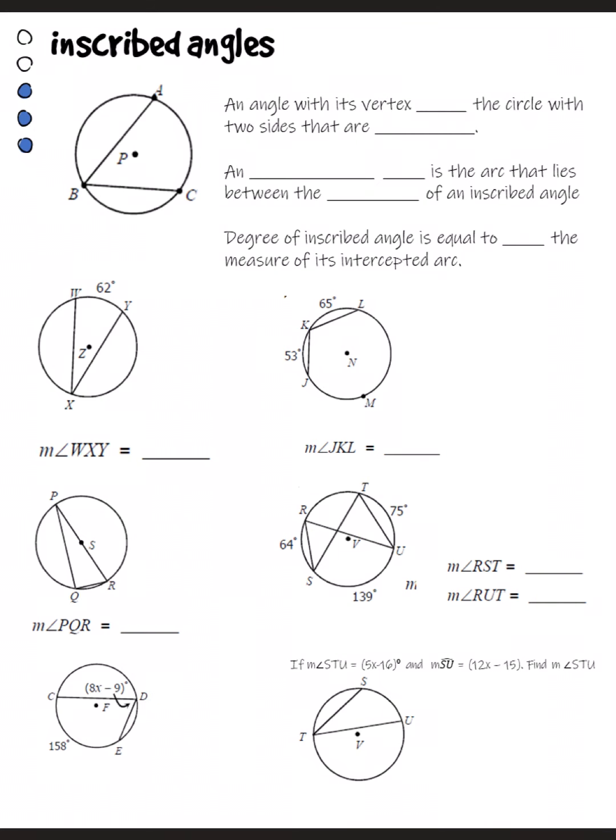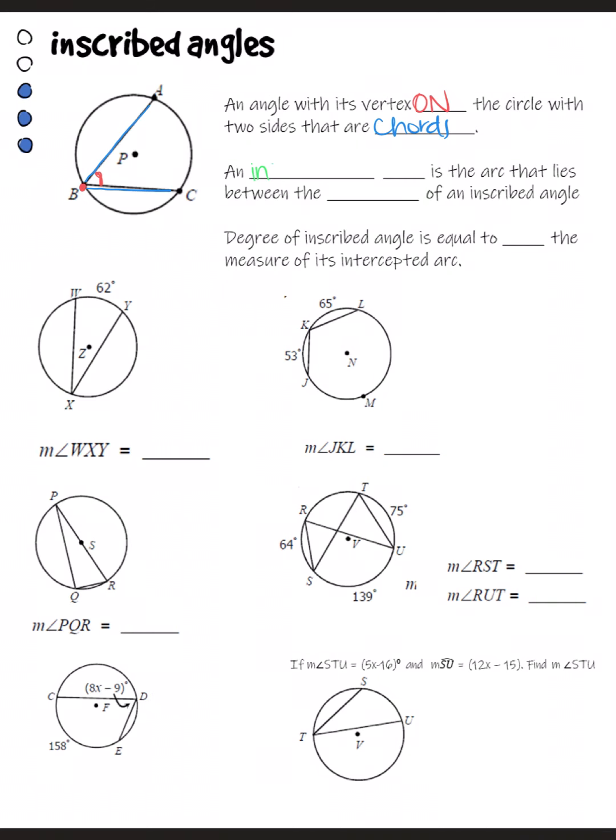So the definition: an angle with its vertex on the circle with two sides that are, what did I say, AB and BC, where they are our chords. And this is our angle right here, inscribed angle. And this is its vertex. That's the angle it's talking about.